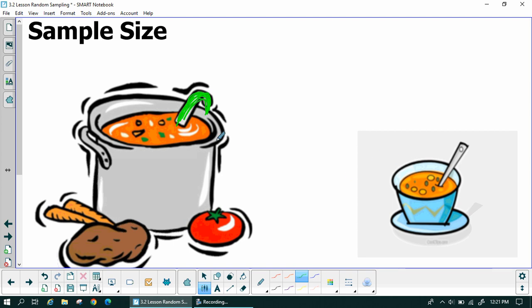So we want our sample size to be big enough so that we can taste it, but it doesn't need to be too big because then it becomes unnecessary. So I like this soup example when it comes to trying to think about how big our sample needs to be.